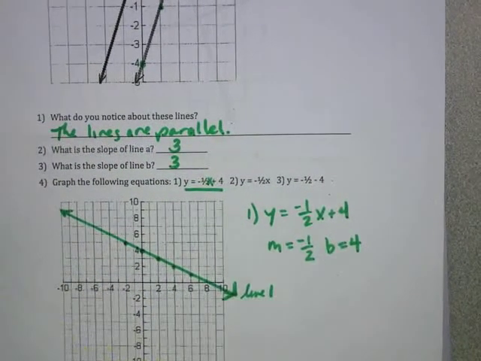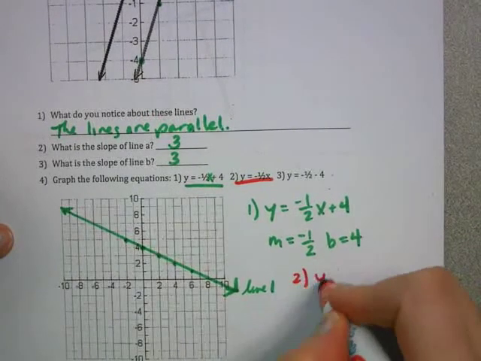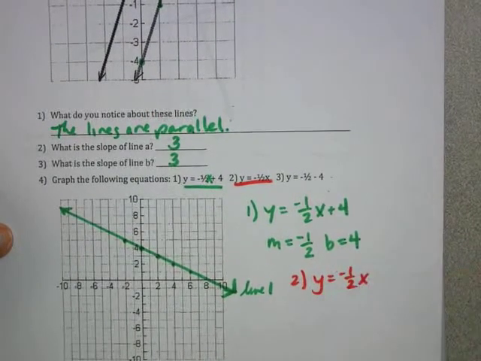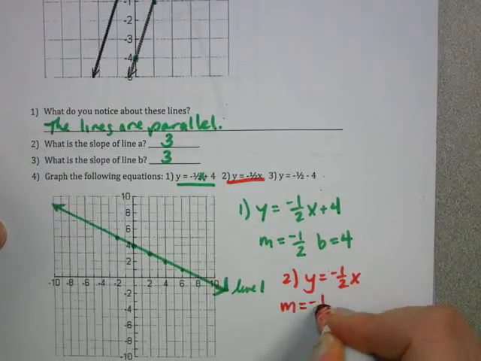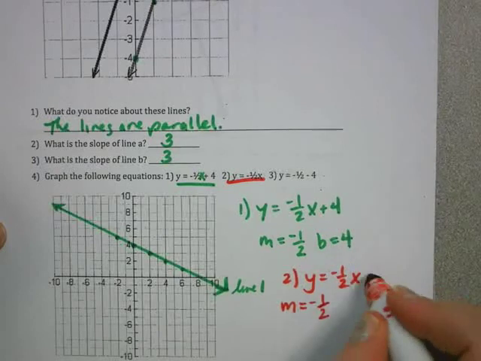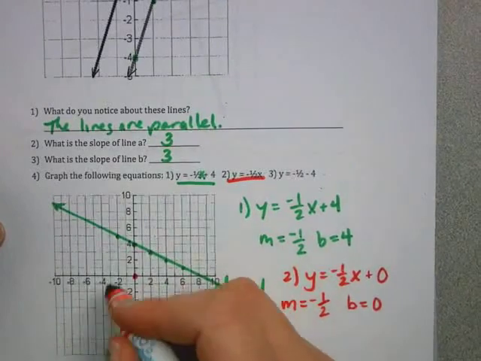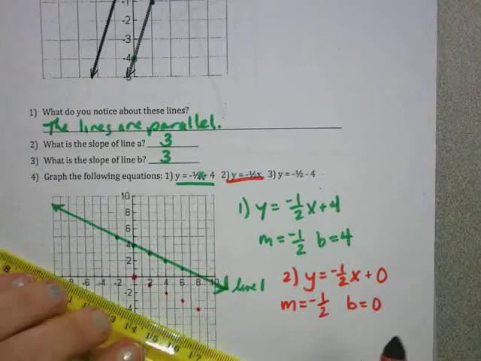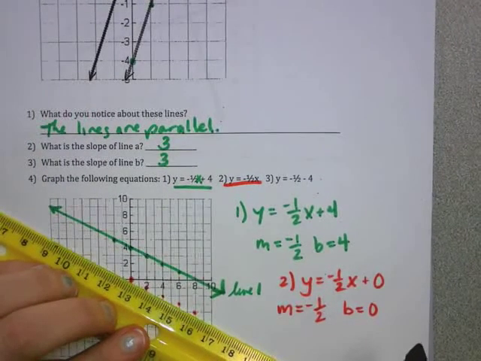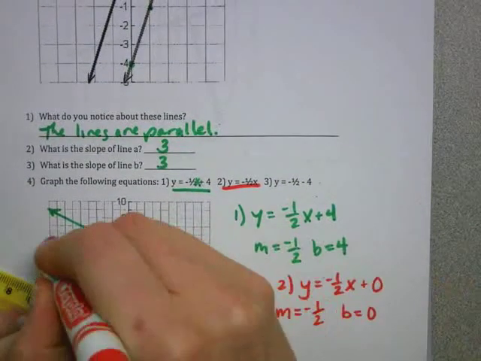Okay, let's do line 2. You can pause if you would like and come back and check and see if you did it right. So my line 2 is y equals negative 1/2 x. It almost looks like there isn't a y-intercept. The slope is still a negative half, but what is the y-intercept? Well, it's like having a plus 0 there. So the y-intercept is 0. It's the origin. So we start at 0, 0. We go down 1, right 2. I'll do that a couple of times to get my line so I know it's going to be accurate. Okay, and there's that one.